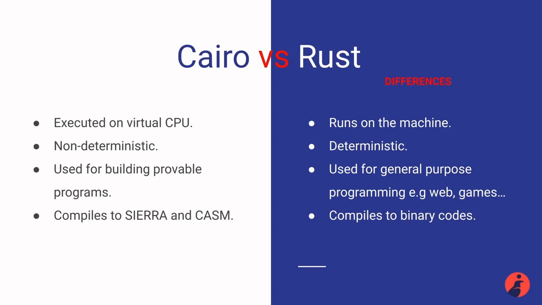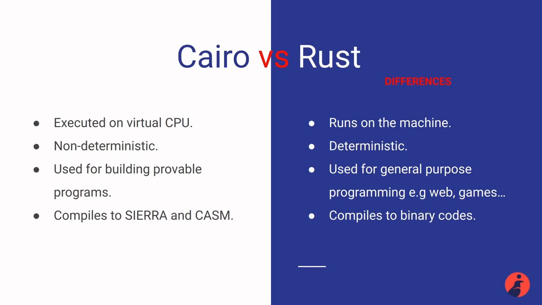The difference is Cairo is executed on a virtual CPU, that's the virtual Cairo processing unit, but Rust runs directly on the machine. Cairo is non-deterministic, Rust is deterministic. Cairo is used for building provable programs, while Rust is used for general purpose programming, something like systems programs, web applications, games, and the others.